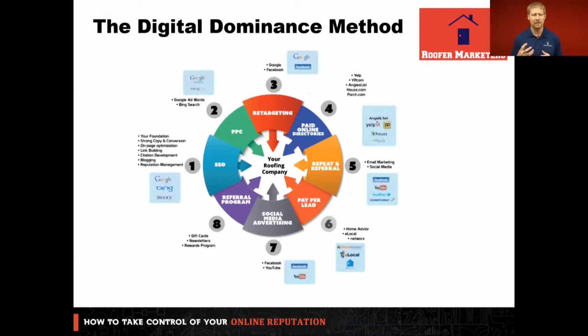The concept behind the digital dominance method is that you can't just do one thing these days. You can't just do SEO. You can't just do pay-per-click. I mean, you can find success in each, but an overall game plan of doing as many things as possible to get you on that front page of Google is what's going to deliver the best results to your business.